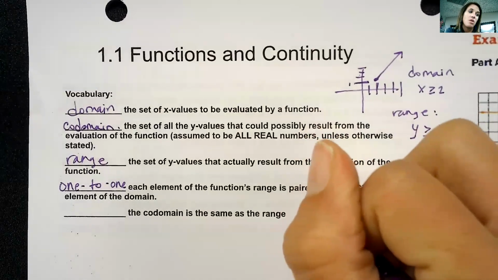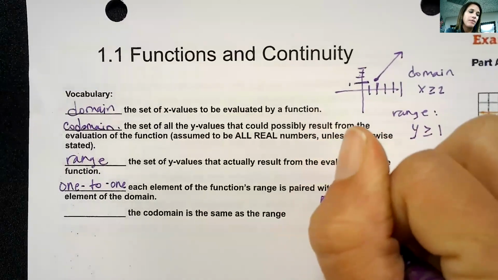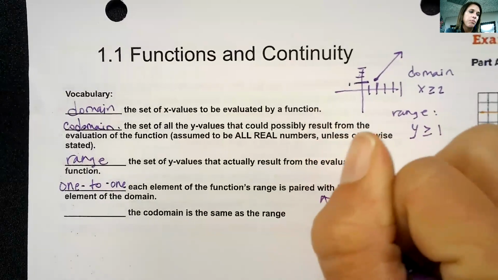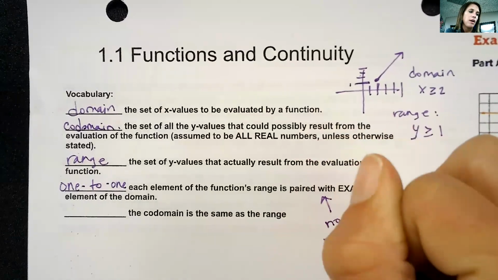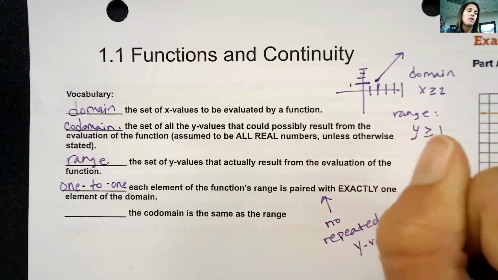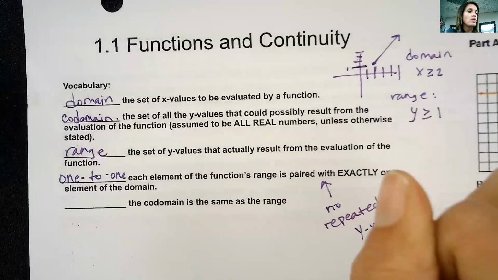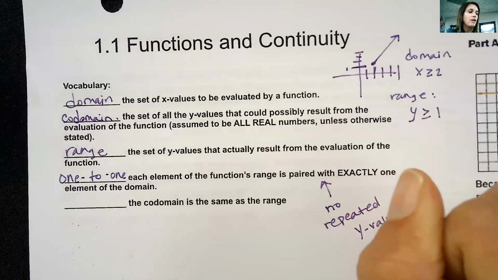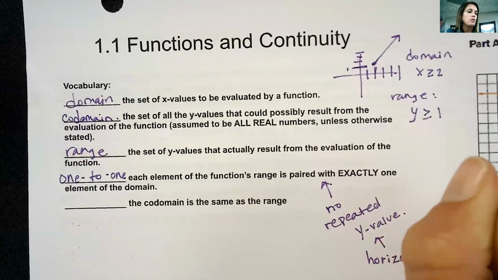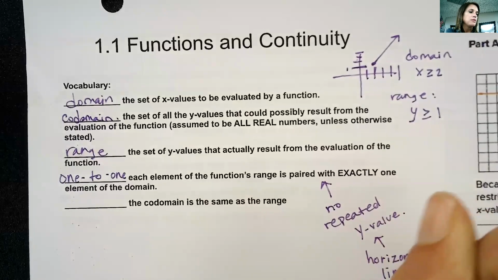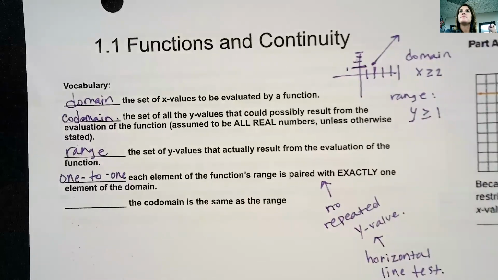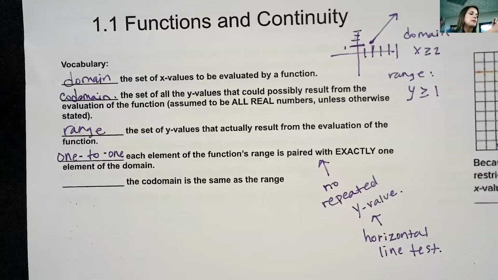Basically, no y can be repeated. There's no repeated y value. This is also when we will use the horizontal line test if we have a graph to look at. So that is the horizontal line test. And that just means that if you were to put a horizontal line across the graph, it can't touch at 2 places at the same time. It can only touch at 1 place at the same time.